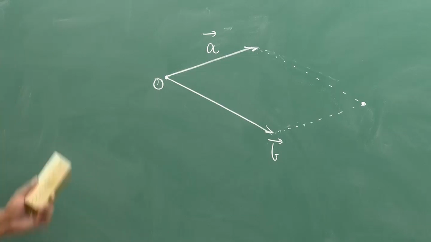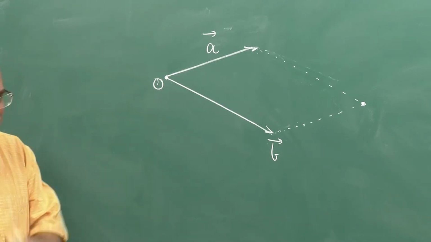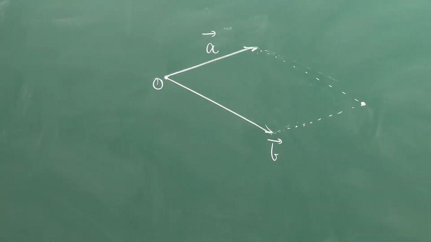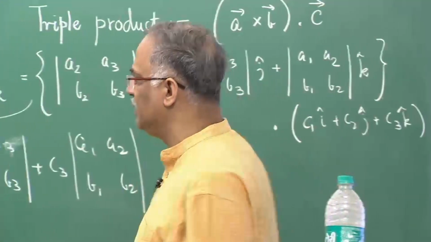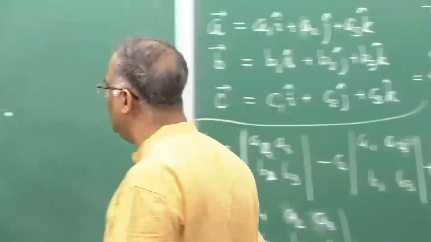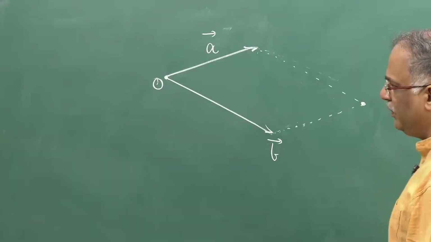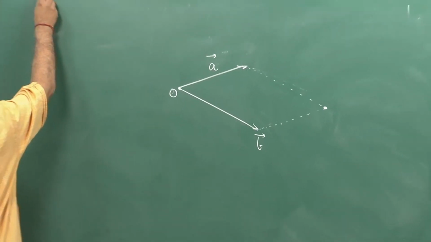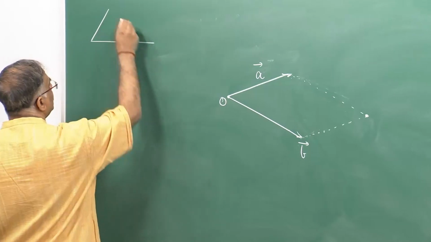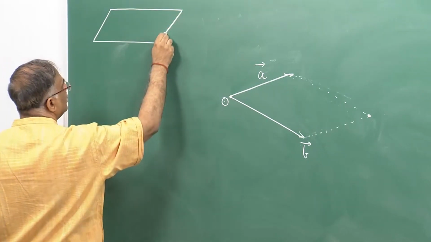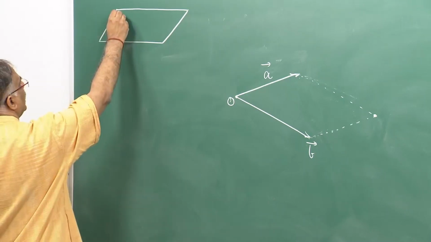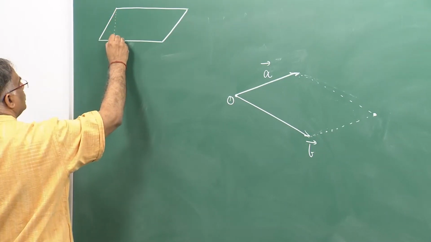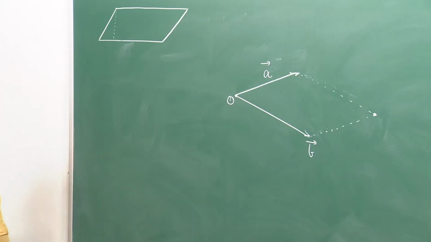Now, what I am trying to claim is that the norm of A cross B that you see here actually represents the area of the parallelogram made by these vectors A and B, in the plane that contains the vectors A and B. Because how do you compute the area of a parallelogram in a plane? Suppose here is the parallelogram. So what do you do? How does one compute the area of a parallelogram?